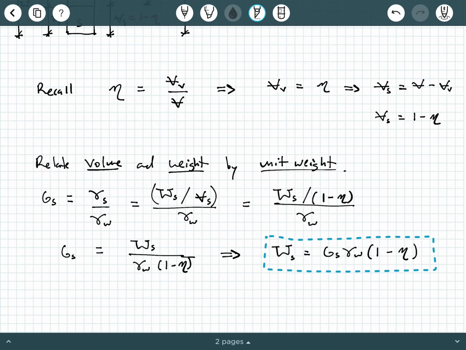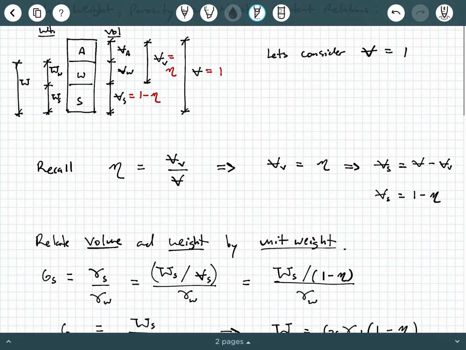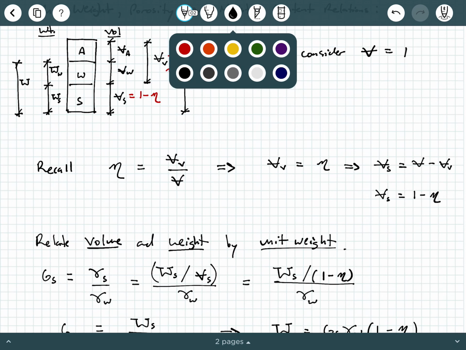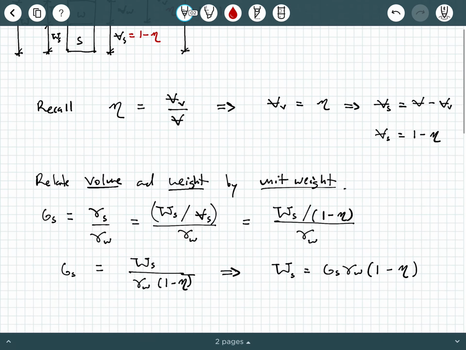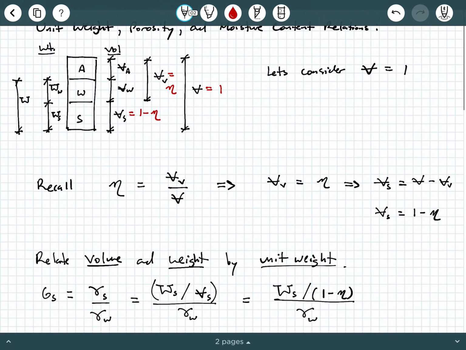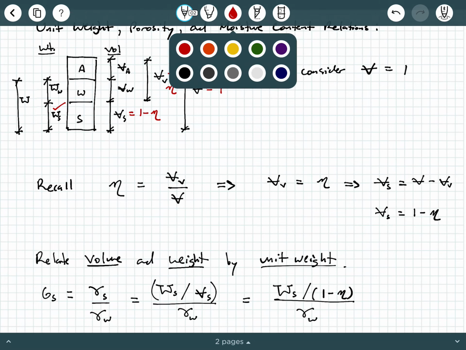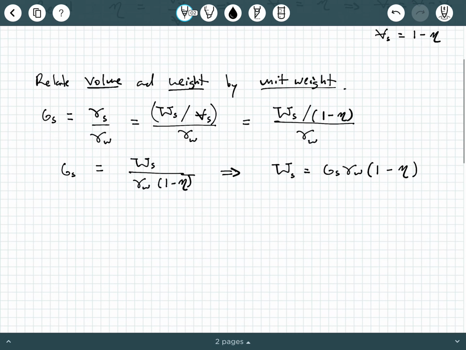So what can we do now? Well, it's going to be kind of hard for me to write that equation W sub S in the phase diagram. So I'll tell you what, how about I just put a little check mark right there by W sub S. What about some other terms? Can I establish some relationships for weight of water and total weight? Yeah, absolutely. So let's scroll on down a little bit.